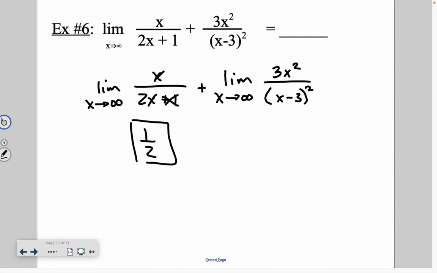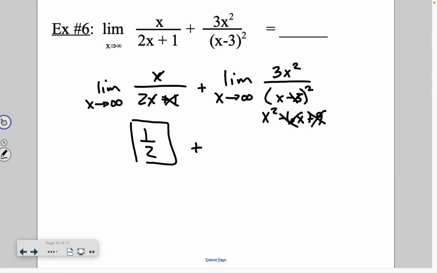So 1/2 plus anything in the second one that I can cross out. Nope. Think about it from this perspective. If it doesn't make sense, I'm going to cross out the 3. But if that doesn't make sense, think about if you just FOILed this out. All this is x squared minus 6x plus 9. And we're right back to what we talked about before. The only thing that matters there is the x squared. Don't care about the 6x, don't care about the plus 9. That's the term that, when it goes to infinity, grows the fastest.